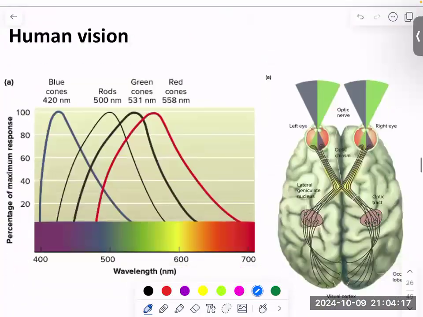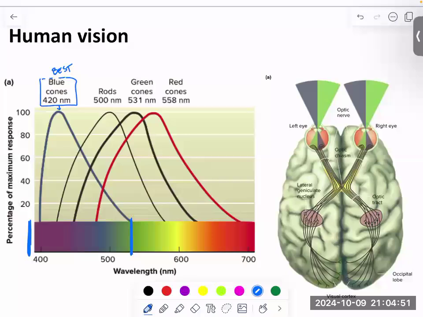Well, your blue cones are designed to detect the wavelengths at 420 nanometers. That allows you to optimally see blue light. But you detect this whole range with your blue cones. Doesn't mean you detect them all well. You detect blue the best with blue cones.